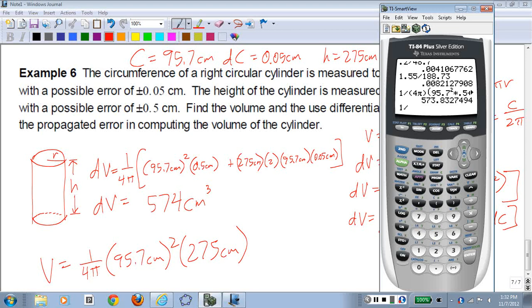1 divided by 4 pi times 95.7 squared times, whoops, come on, times 275. So the calculated volume is 200,000 cubic centimeters, and we're estimating that we're going to be off by no more than 574 cubic centimeters. What, I need to divide and then take the reciprocal?